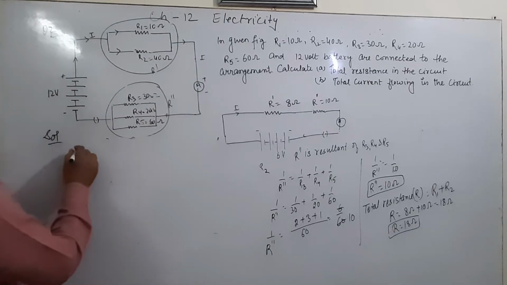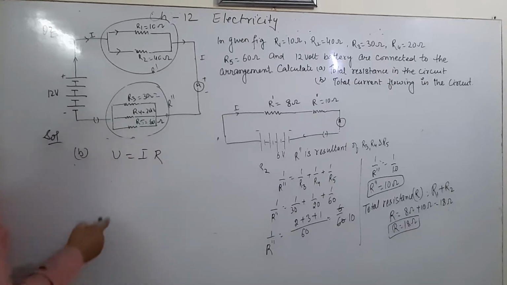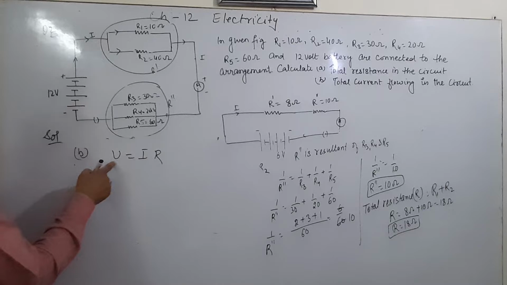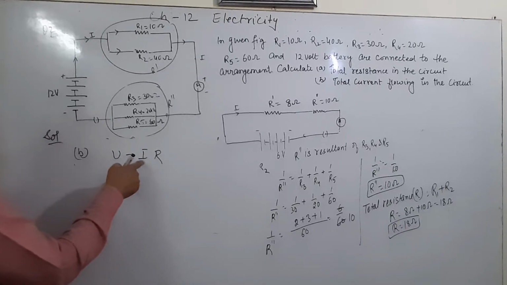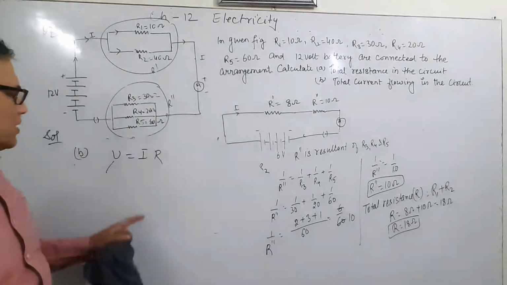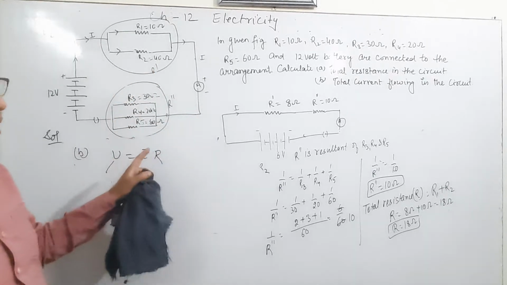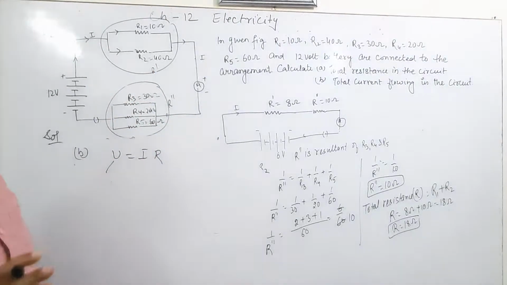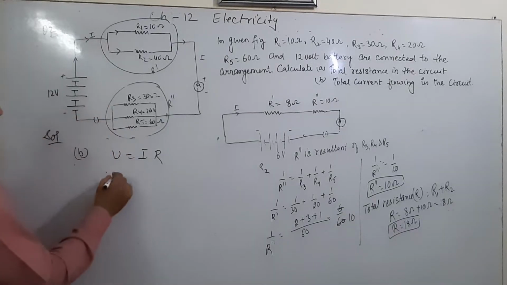B part. V is equal to IR. V is the potential difference across the circuit, R is the resistance of the circuit, and I is the current which flows in the circuit. This is the potential difference across the whole circuit. And V, what is V? This is equal to 12 volt.